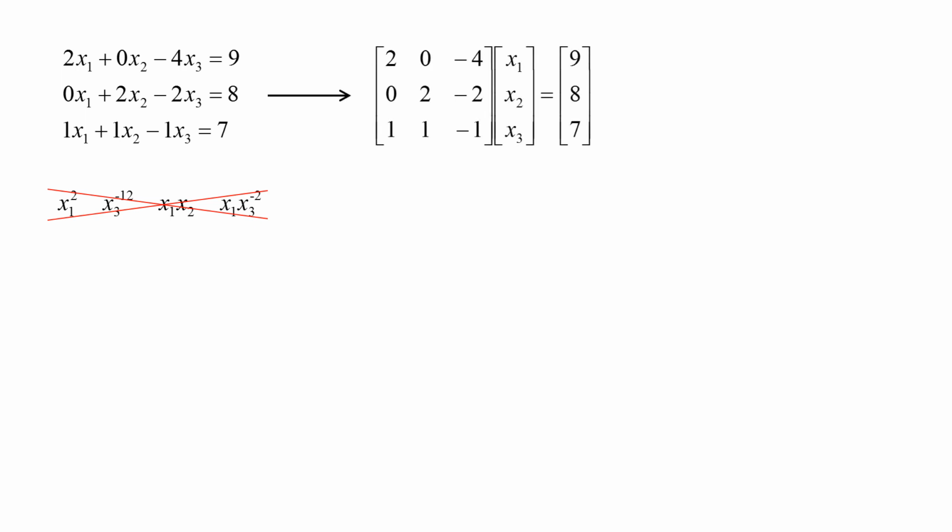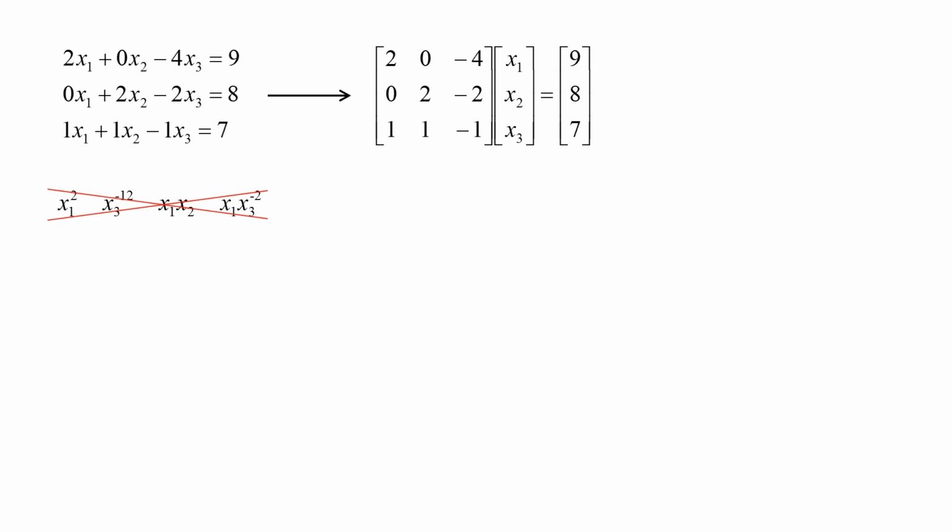On the left side of the equation, the coefficients are placed in a square 3 by 3 matrix: 2, 0, negative 4, 0, 2, negative 2, 1, 1, negative 1. The unknowns are placed in a column vector to the right of the coefficient matrix, x1, x2, x3. And the constants are placed in a column vector on the right side of the equation, 9, 8, 7.